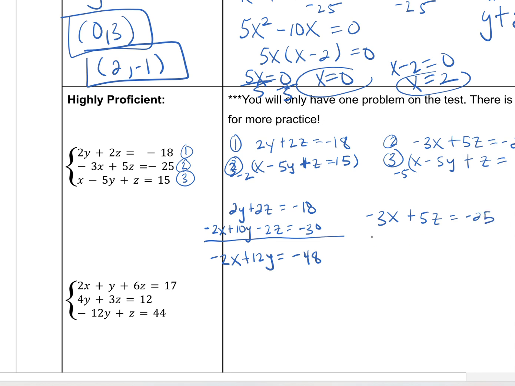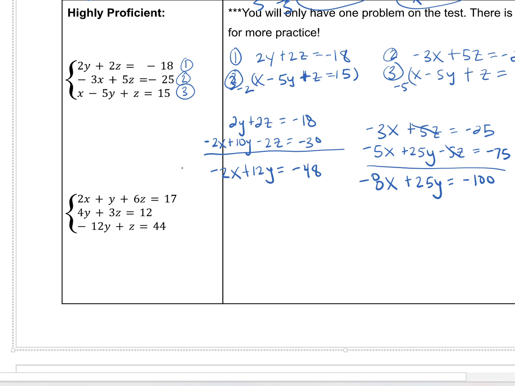Okay, and then this becomes negative 5x, positive 25y, negative 5z equals 15 times 5 is negative 75. Okay, so now the z's will cross off, and we're left with negative 8x plus 25y equals negative 100. I always call this equation 4 and equation 5 because now I'm going to put 4 and 5 together.